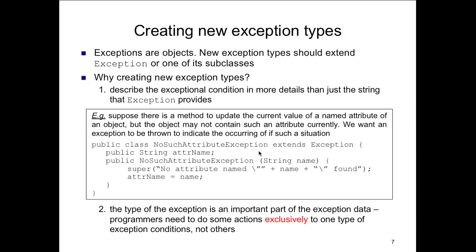And the second reason why the type of the exception is an important part of the exception data is that programmers need to do some actions exclusively when one type of exception occurs, not the other ones. So by subclassing it, you can be more specific, and you can specialize certain types of exceptions that are thrown instead of everything all at once.